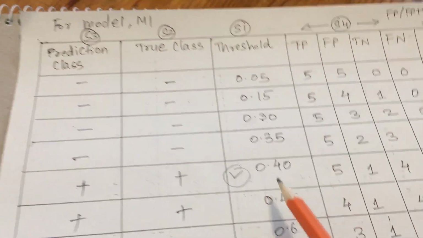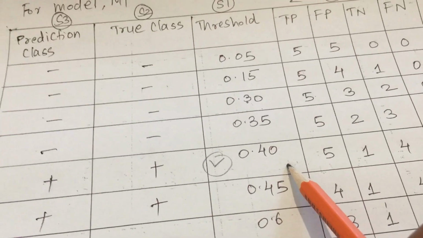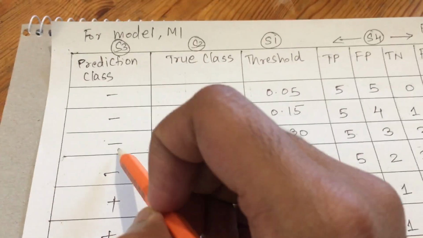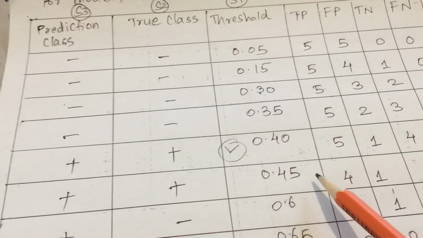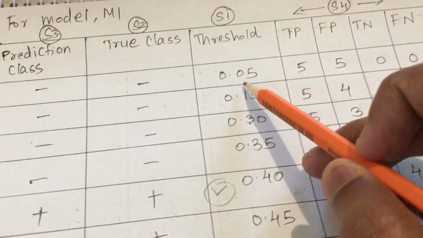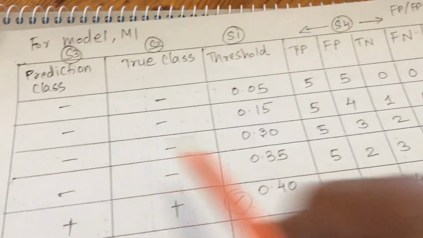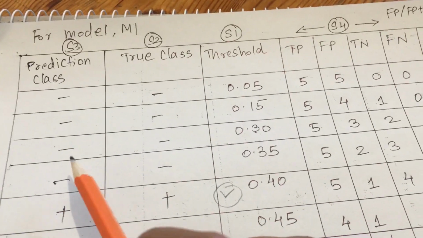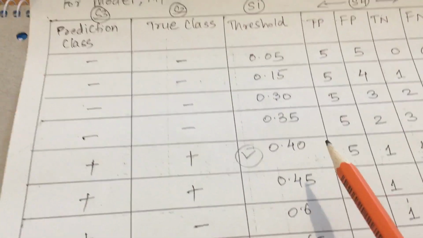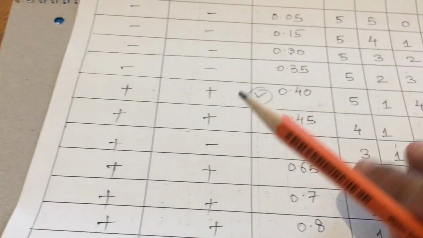So based upon this we'll do the prediction. This prediction is done like if you have values that are less than 0.40, that is less than this threshold, we assign the negative class, and if we have values greater than 0.40, then we'll assign the positive class. So as you can see, for 0.05 we have negative class, which is less than 0.40. Then for 0.15 we have negative, for 0.30 we have negative, for 0.35 we have negative, and for 0.40, which is greater than or equal to, we'll assign the positive class. So for all the remaining values we have positive class.